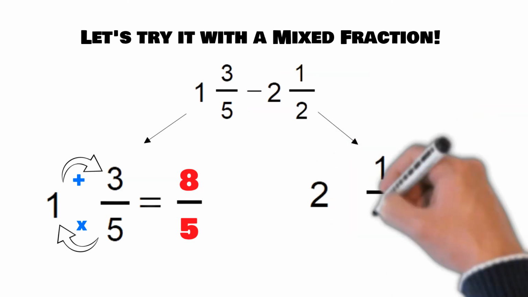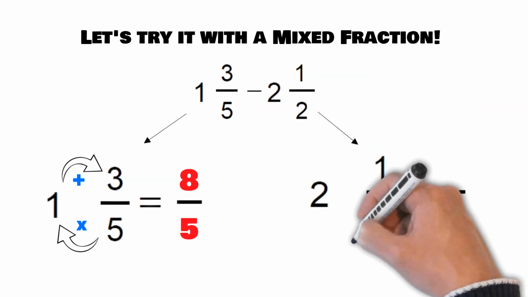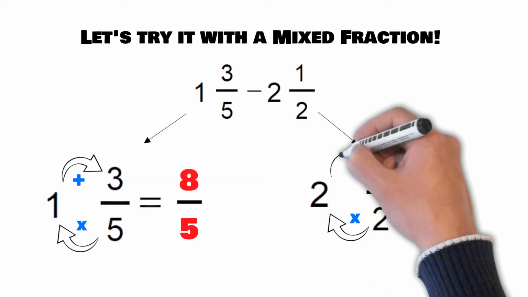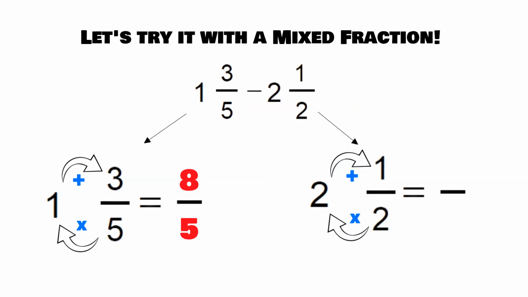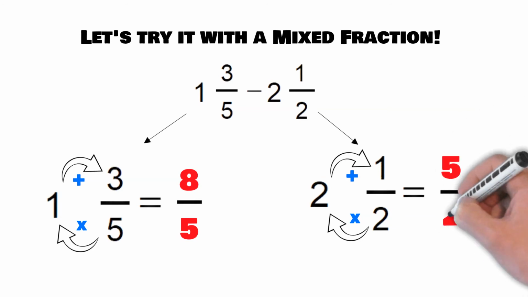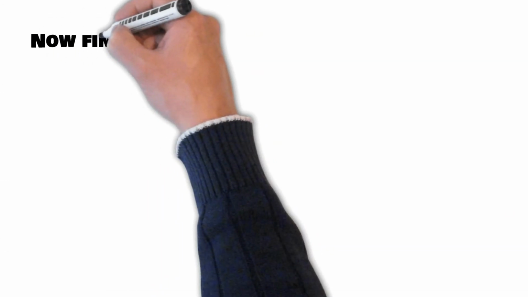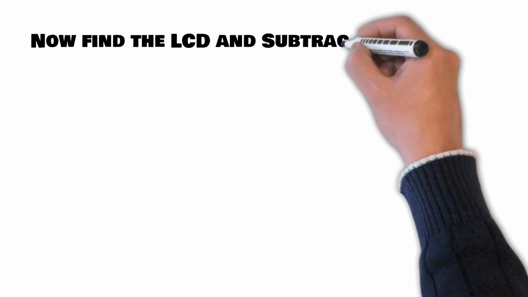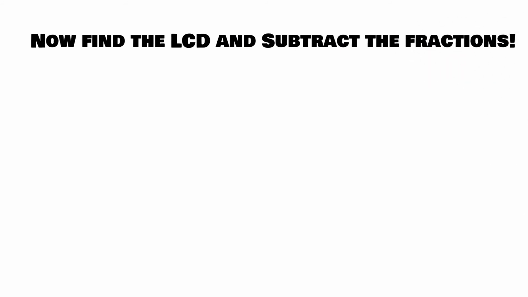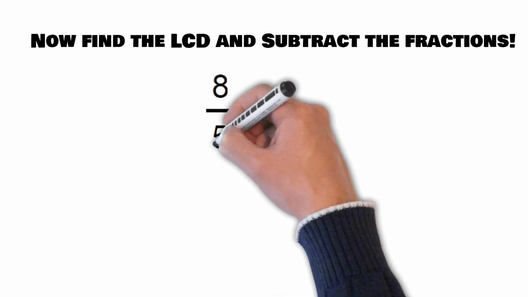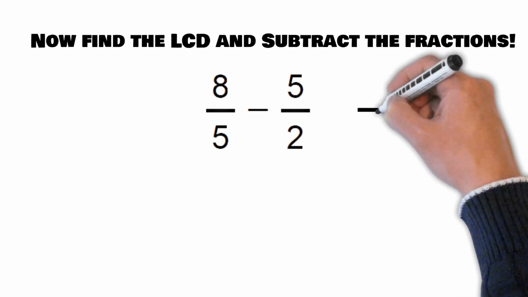Let's do it with the other one. 2 1/2, so you go 2 times 2 is 4, plus 1 is 5. So you get 5 halves. Alright, now that we have our new fractions, we're going to find the lowest common denominator and subtract the fractions. So we had 8/5 minus 5 halves.